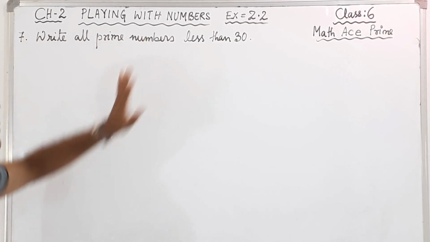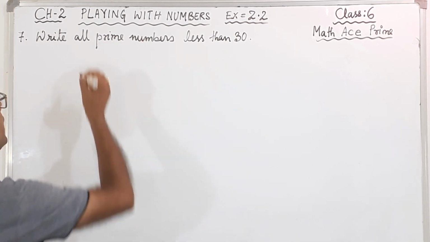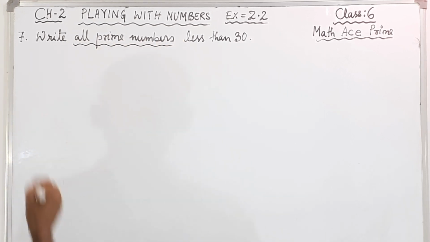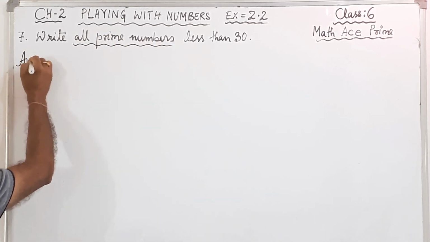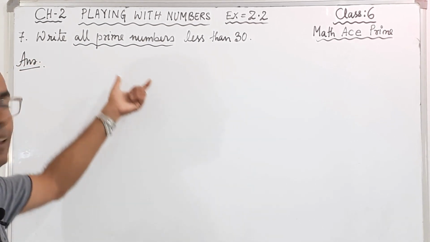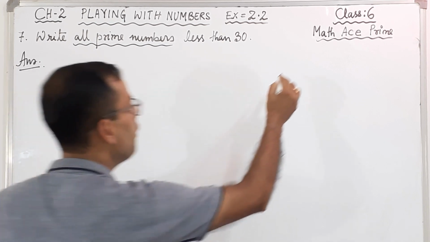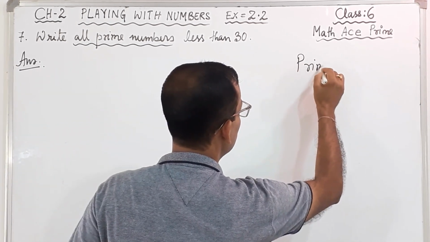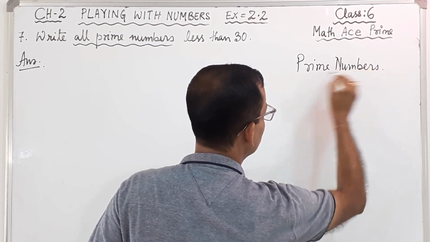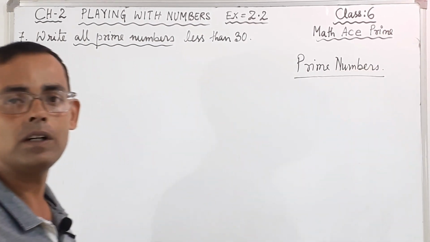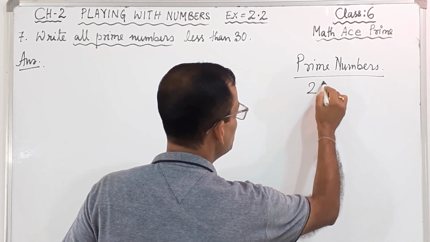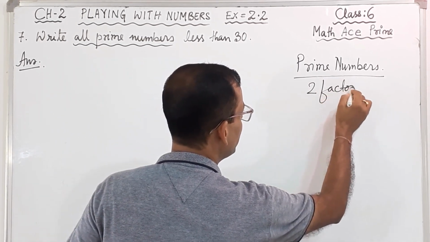Write all prime numbers less than 30. So you have to write all the prime numbers less than 30. Now this is a one line sum only, very easy. But before writing the answers, first we must know what prime numbers are. So prime numbers are those numbers which have only two factors.